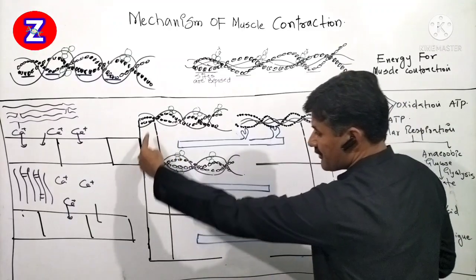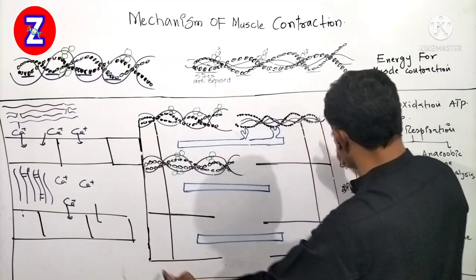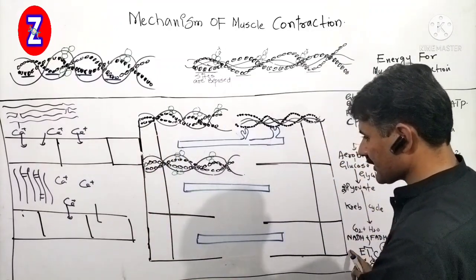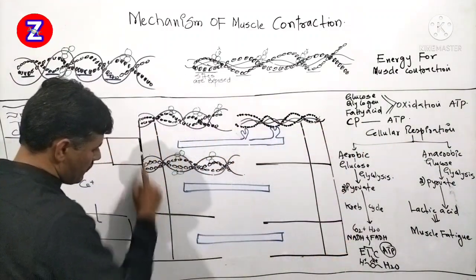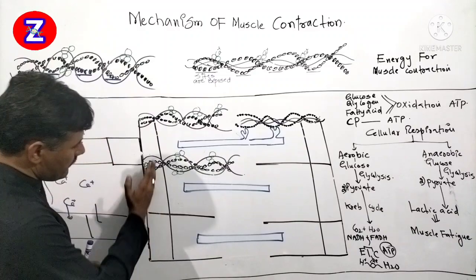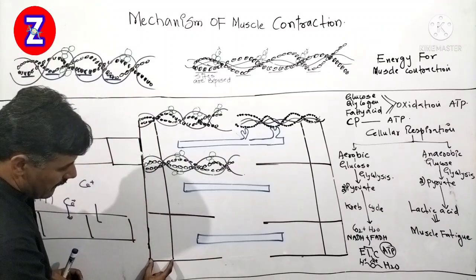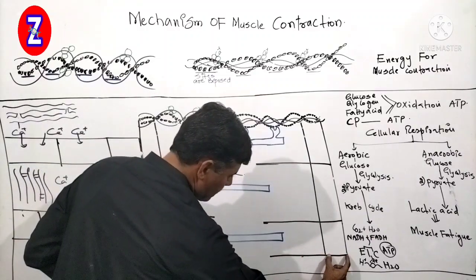This is the sarcomere that we have studied. This is an outer line. This is called the Z line. These are the Z lines of the sarcomere. And then there is a region where only actin filaments are present. This is called the I band. This is called another I band.